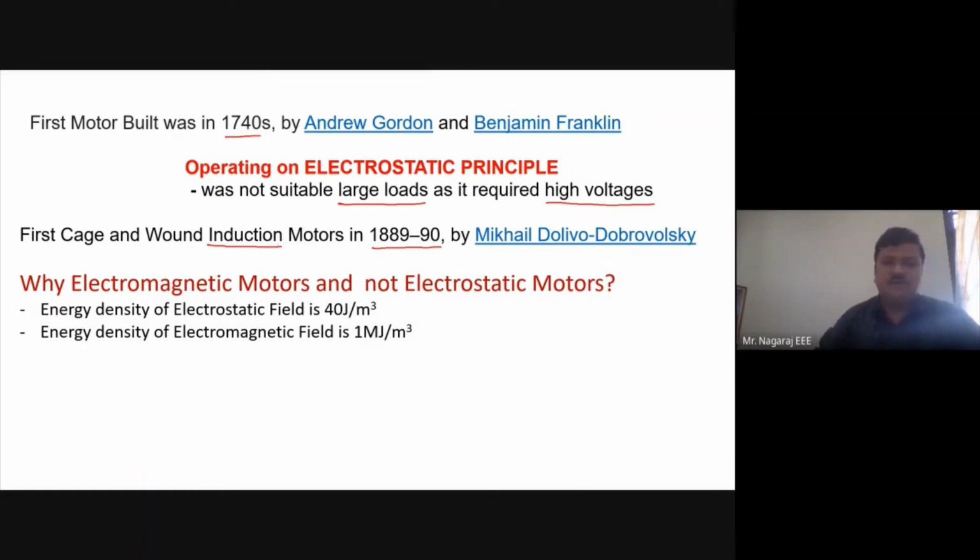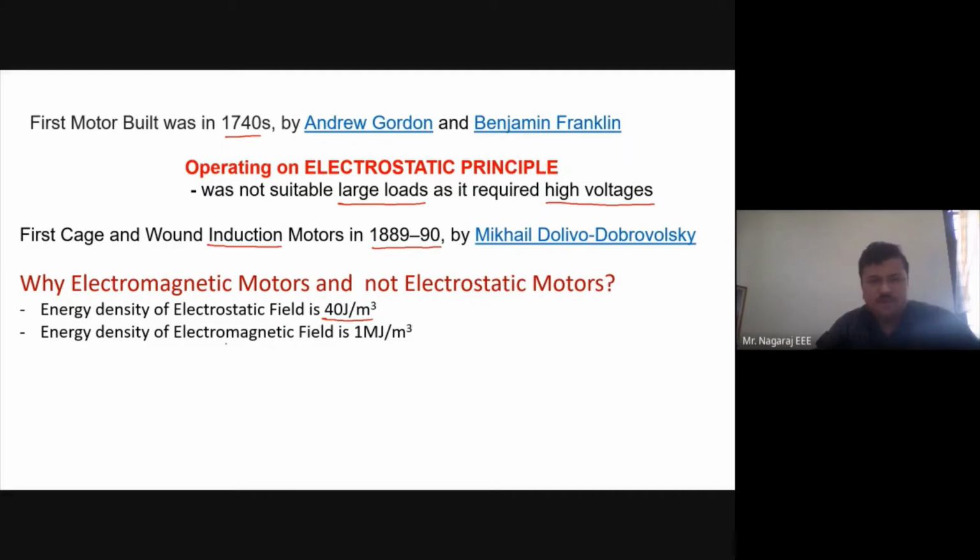Whereas the Franklin model was electrostatic in nature, why we did not use the electrostatic principle in our motors is because of the energy density. Why electromagnetic motors and not electrostatic motors? The energy density of an electrostatic field is just 40 joules per meter cube. If I create an electrostatic field of 1 meter by 1 meter by 1 meter volume, then the amount of work done is only 40 joules.